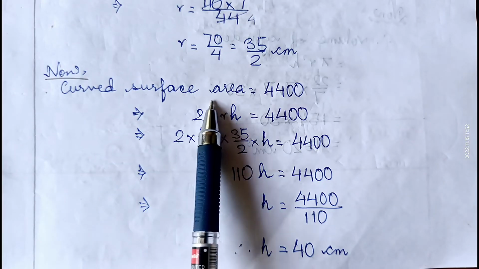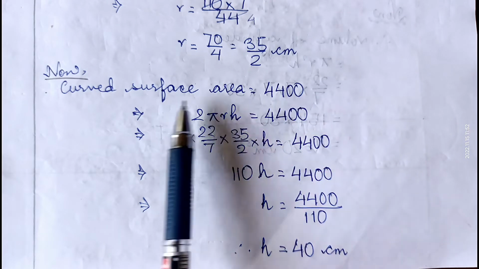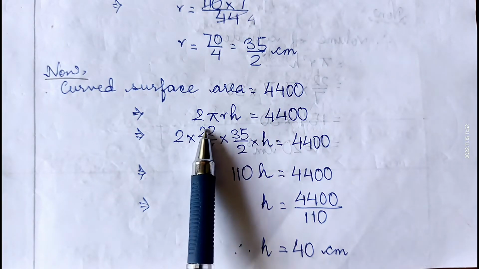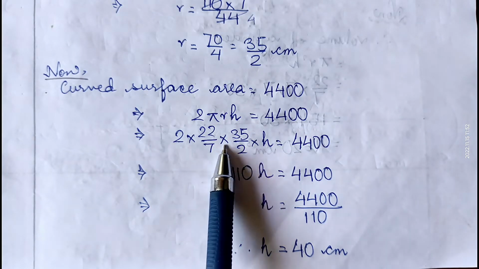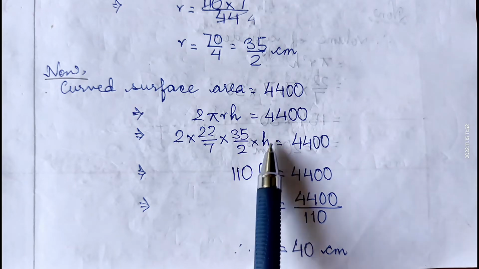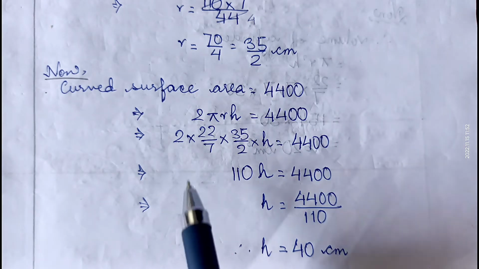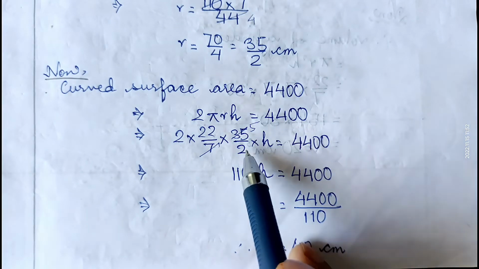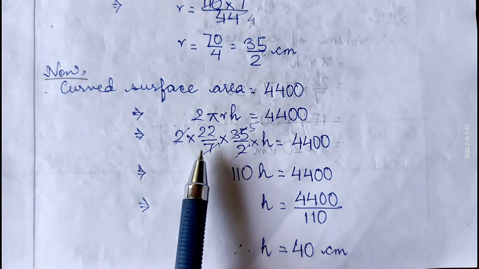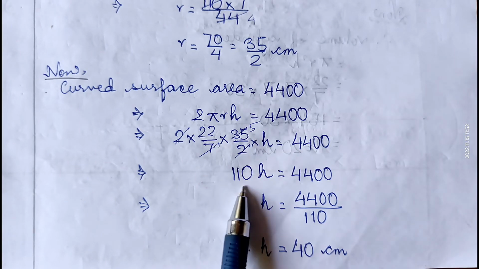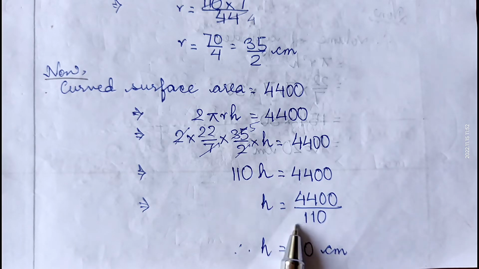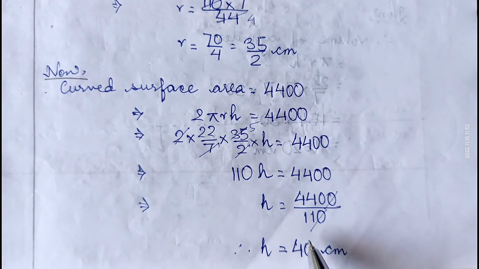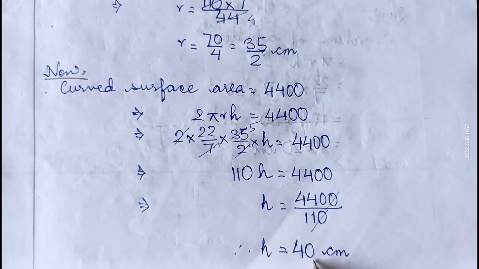Again it is given curved surface area of the cylinder is 4,400. Curved surface area of a cylinder formula is 2 pi rh equals to 4,400. So 2 pi is 22 by 7 into radius is 35 by 2 into h is 4,400. Now 7 5s are 35. These 2 and these 2 can be cancelled. So we are left with 22 into 5, which will give 110 h equals to 4400. So h equals to 440 by 110. This 0 can be cancelled. 440 by 11, it will give 40. Therefore, height of the cylinder is 40 centimeter.